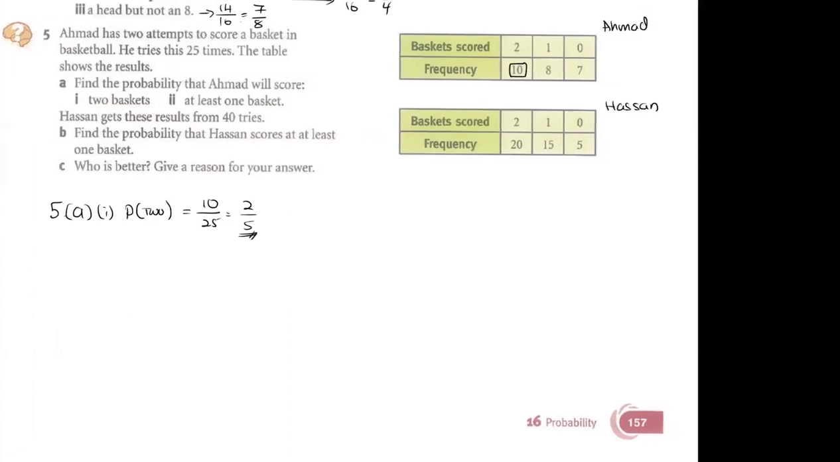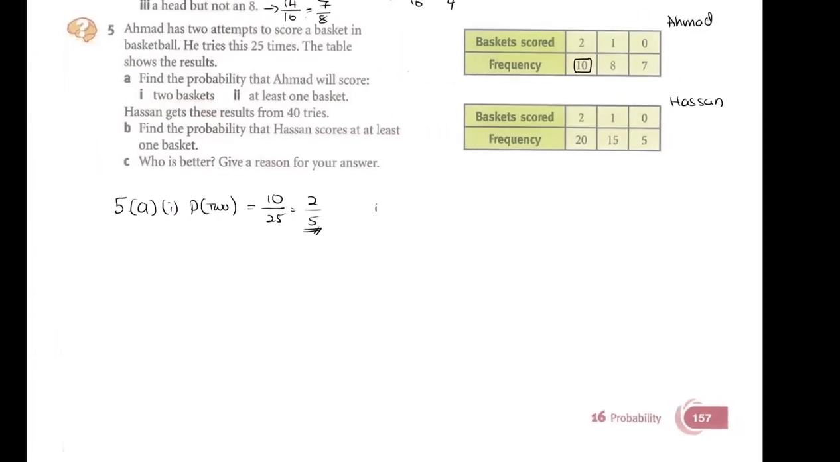At least 1 basket means probability of 1 and 2. So add these 2 together, it'll be 18 over 25. B, Hassan gets the result from 40 tries. Find the probability of scoring at least 1. So B, the probability of at least 1 is 1 and 2. 35 over 40, which is 7 over 8.